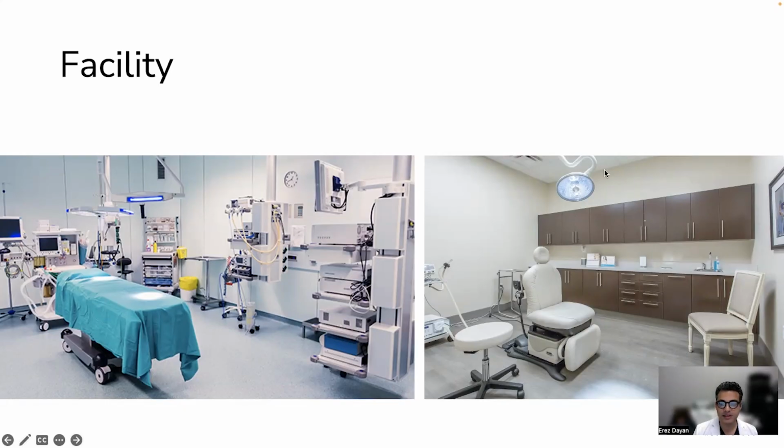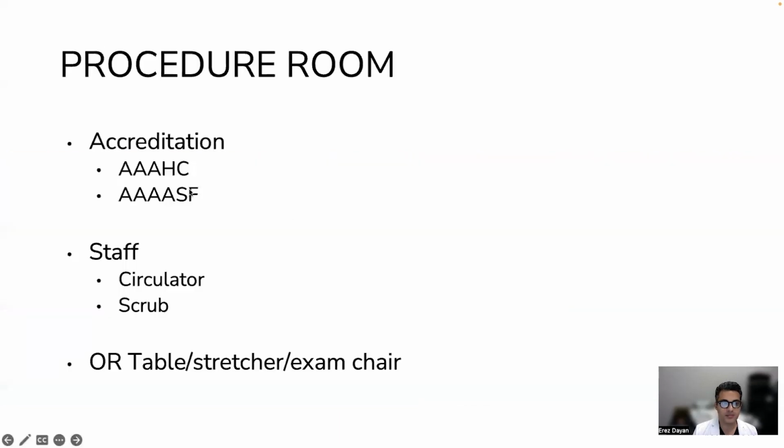Many times what you can do is take a larger room, convert it into a procedure room, and have all your equipment there and a sterile field for your liposuction under local anesthesia procedure. Now, oftentimes I recommend getting this room accredited. Accreditation, which we'll discuss, can be performed by either Triple AAAHC or Quad A ASF. It's state specific. So I would look at your state medical board and see what accreditation is acceptable for procedures.